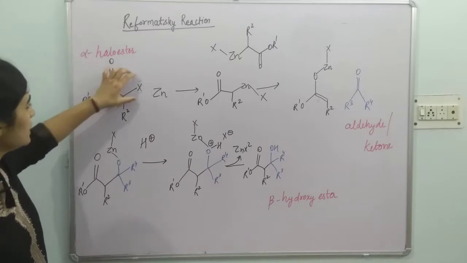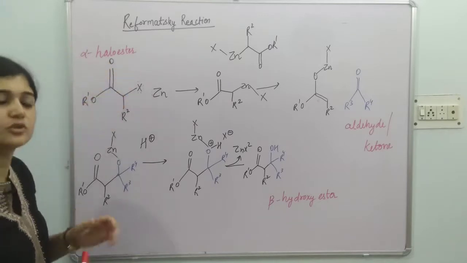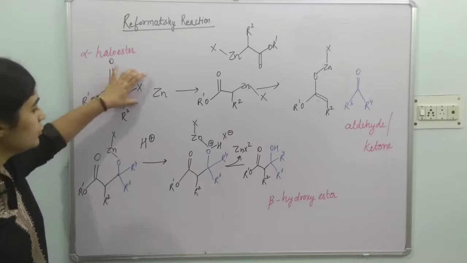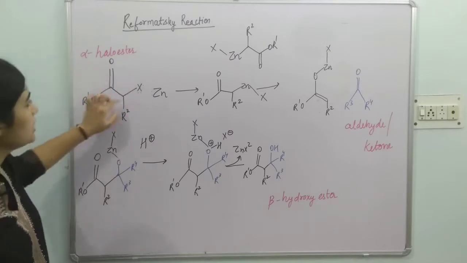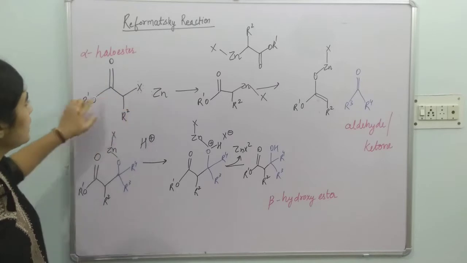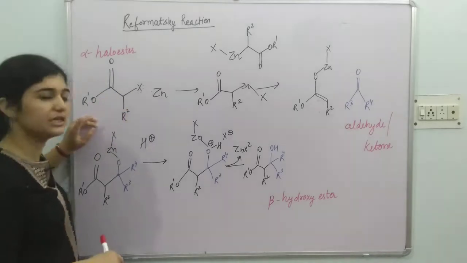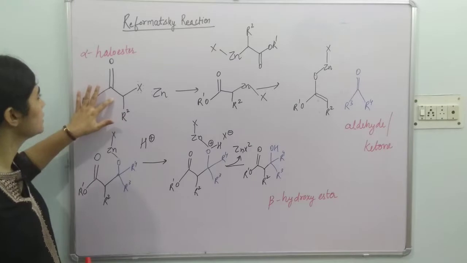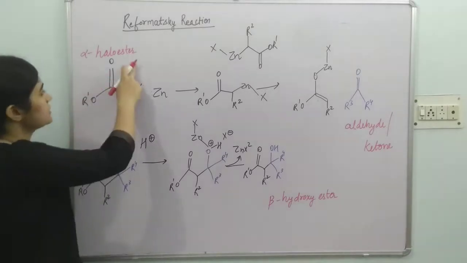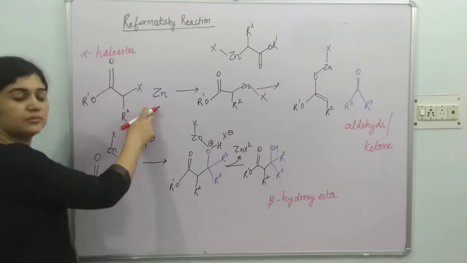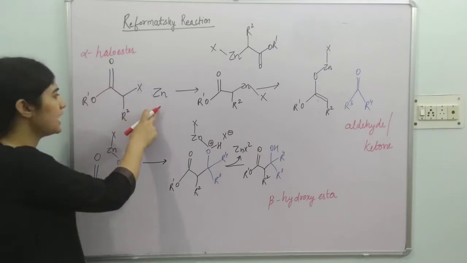What happens in the Grignard reagent? In the alkyl halide, your halide group is replaced by an alcohol. So the same thing will be happening here, but in this case the starting material has a carbonyl group present in it. So our first reactant is alpha haloester. It reacts with the zinc, that is metallic zinc.